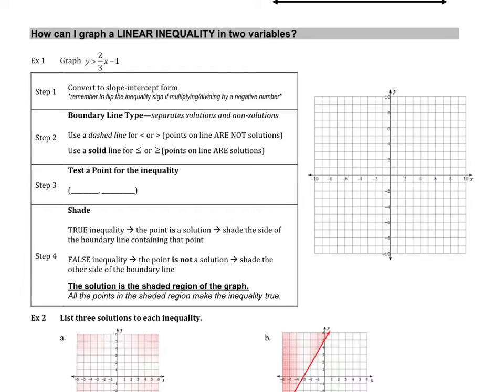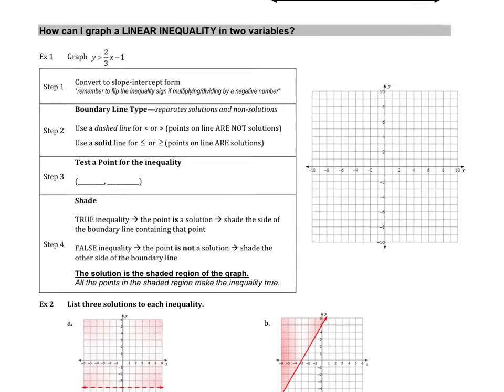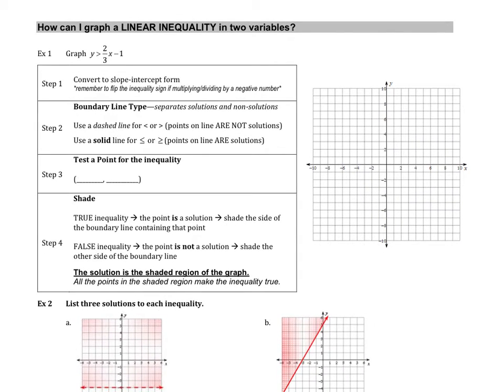in two variables. So we've done inequalities with one variable, like x is greater than 7. But now what if we have a problem where there's an x and a y? So that's what we see here in example 1. Okay, graph y is greater than 2/3 x minus 1. So instead of graphing on a number line, we have to graph on an xy coordinate plane. And so we can see these steps here.